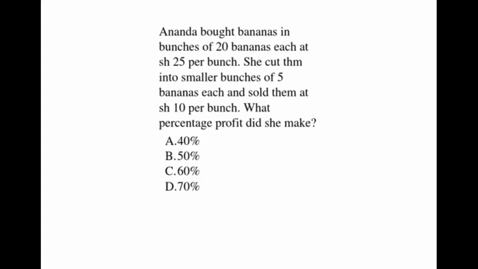Ananda bought bananas in batches of 20 bananas each at 25 shillings per batch. She cut them into smaller batches of 5 bananas each and sold them at 10 shillings per batch. What percentage profit did she make? So working.